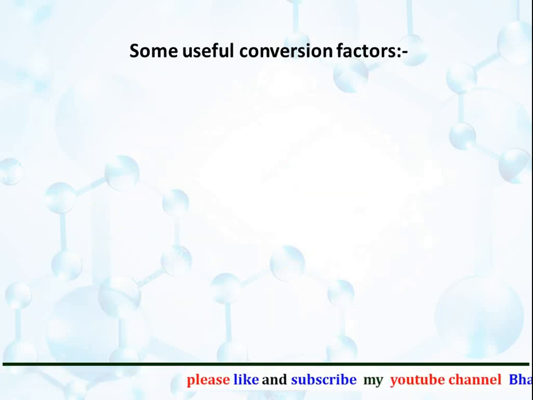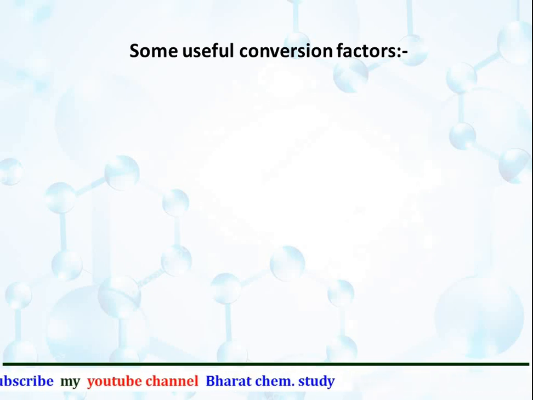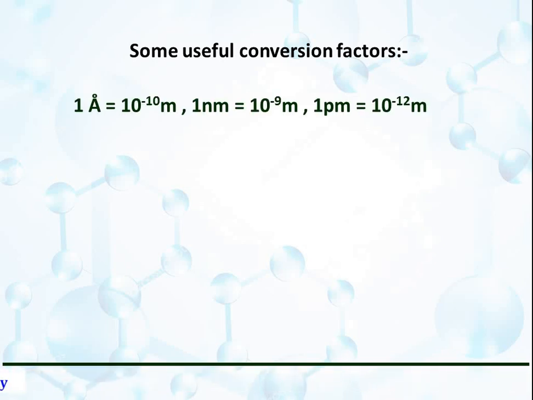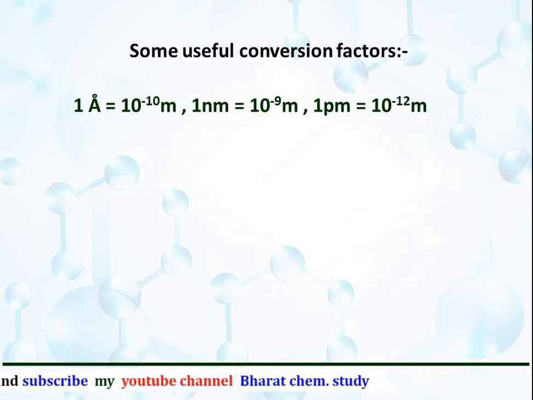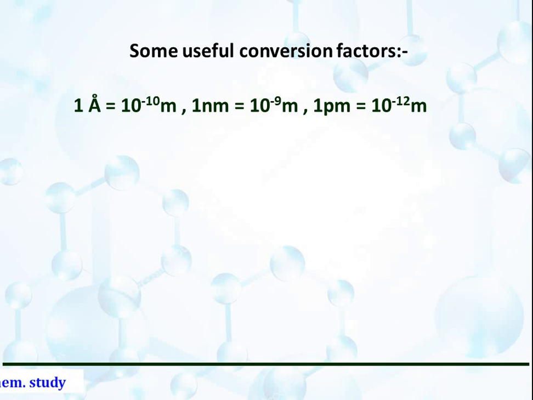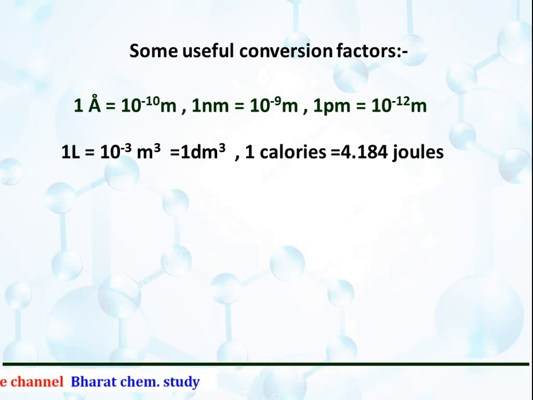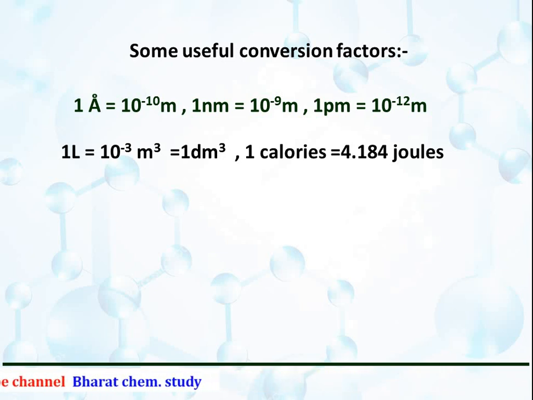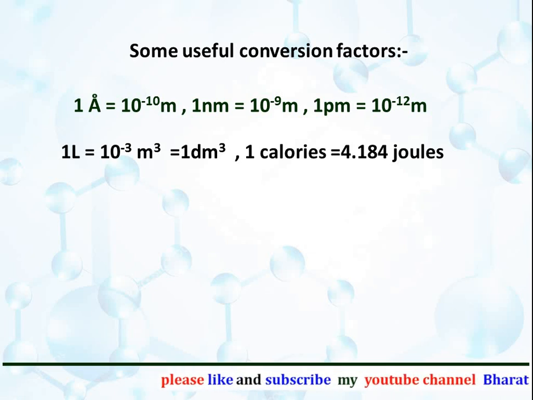Some useful conversion factors, and these are very important for us because in so many quantities we have to change the units. The first is units for length: 1 angstrom is equal to 10 to the power minus 10 meter; 1 nanometer is equal to 10 to the power minus 9 meter; 1 picometer is equal to 10 to the power minus 12 meter. For volume, 1 liter is equal to 10 to the power minus 3 meter cube, which is equal to 1 decimeter cube. So that means 1 liter is equal to 1 decimeter cube. 1 calorie is equal to 4.184 joules.